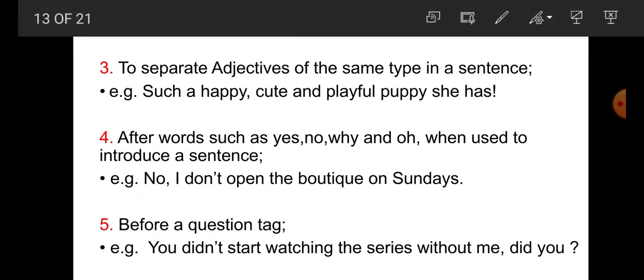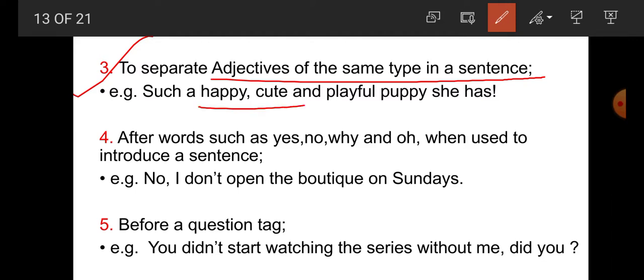Now the next use of comma, students, number 3, to separate adjectives of the same type in a sentence. For example, "such a happy, cute" child. These are adjectives of the same type, and that's why a comma is used here. Number 4, after words such as yes, no, why, oh, when we use them to introduce a sentence, then we use a comma. For example, "No, I don't open the boutique on Sundays." After "no", a comma is used.